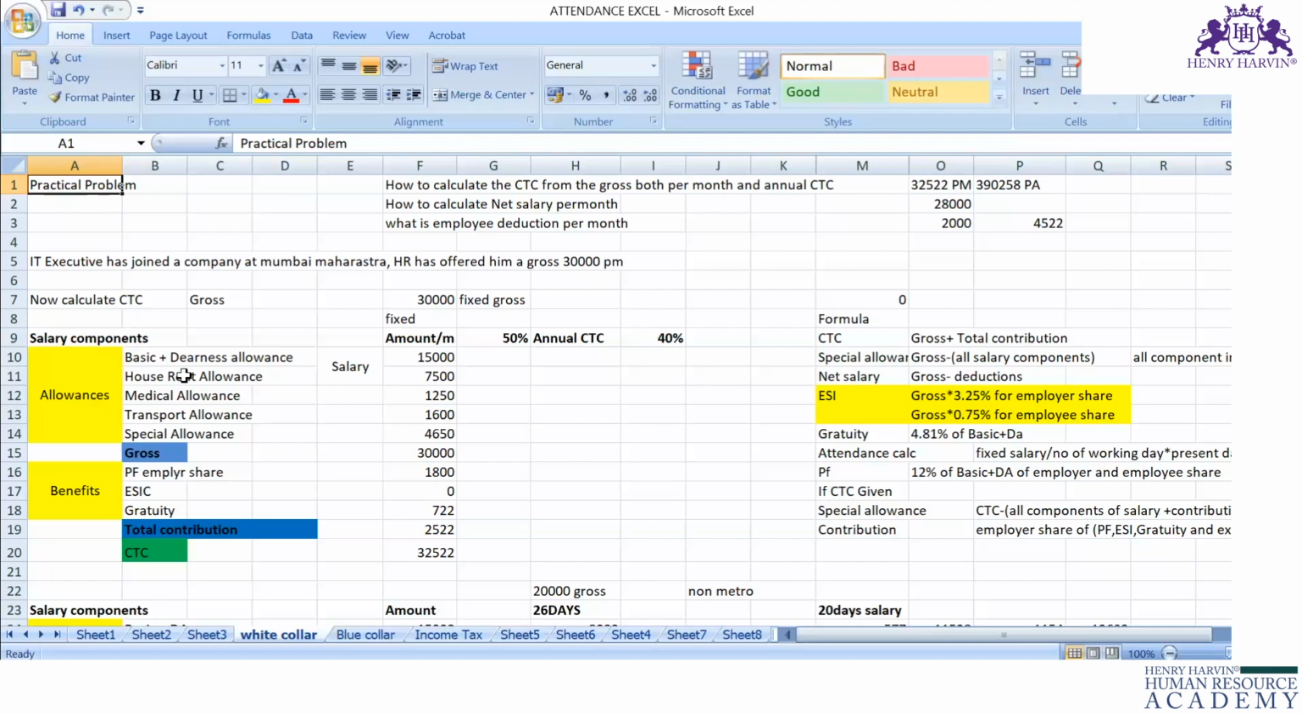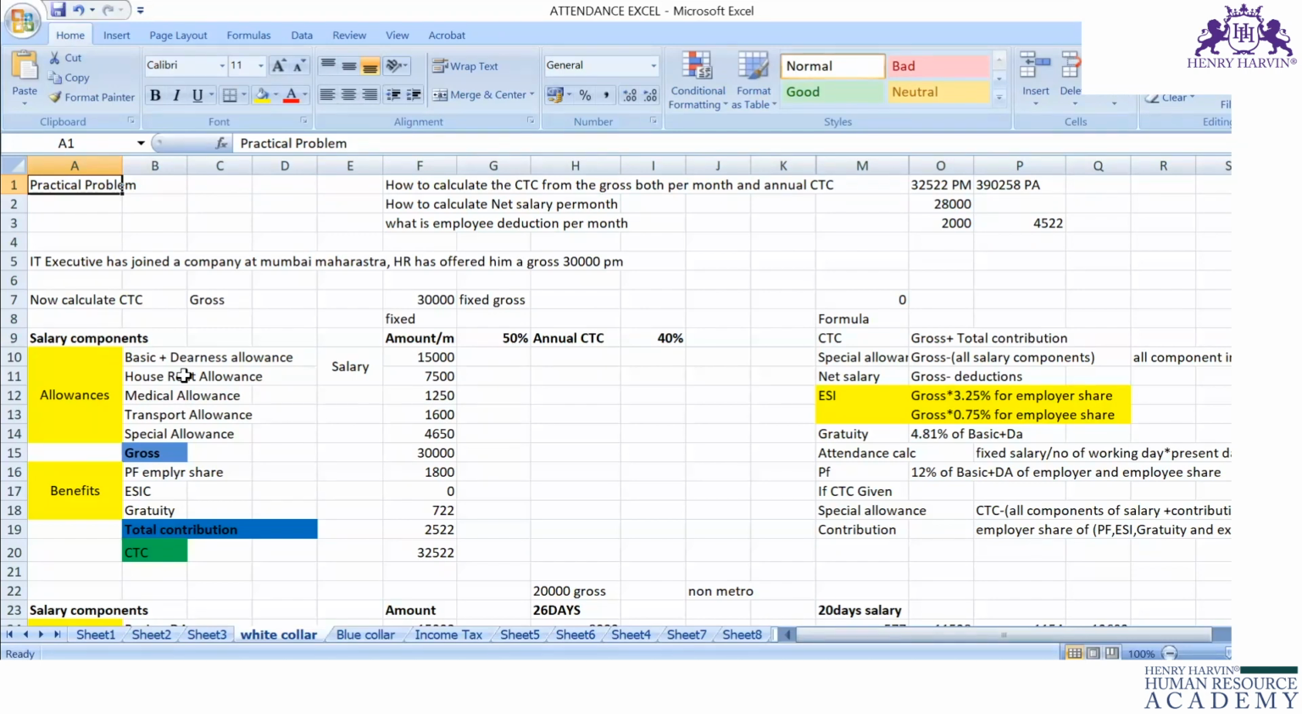Okay, so basic plus DA is mandatory for calculating PF. Basic plus DA is mandatory for calculating gratuity. Basic plus DA is mandatory for calculating bonus. Basic plus DA is mandatory for calculating income tax. HRA is also mandatory for calculating income tax. So these three components are very mandatory that every organization has to give to all their employees.